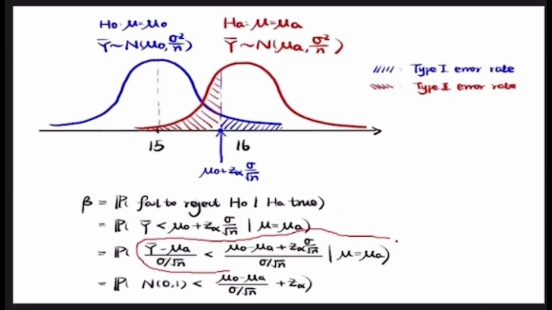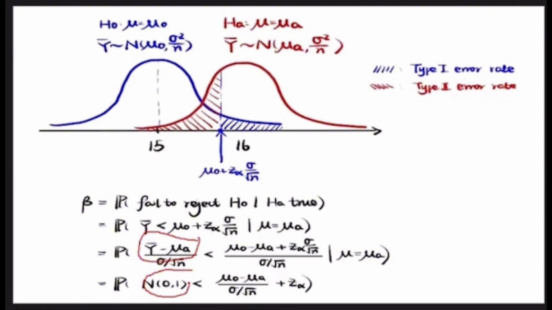Is there anyone who doesn't understand how we got here? We subtracted from both sides the mean in the alternative, divided by the standard deviation of the estimator. The estimator here is Y bar. That gives me an opportunity to say this is a z-score. This is another way to write a z-score. A z-score follows a normal distribution with mean zero, variance 1.